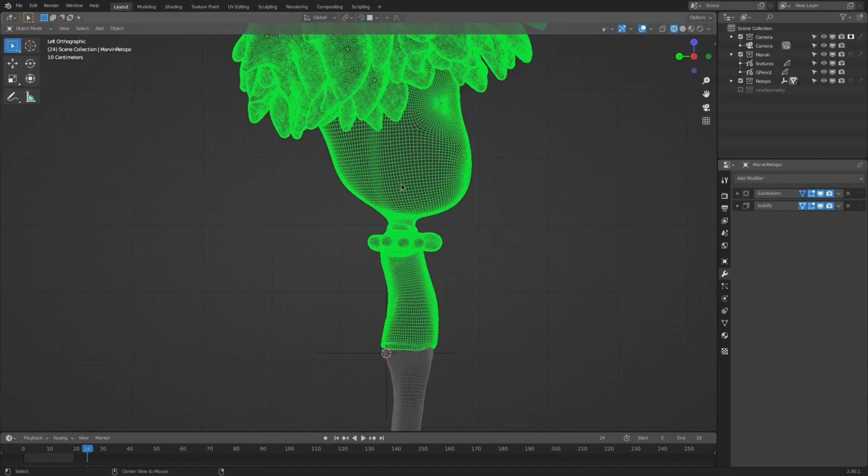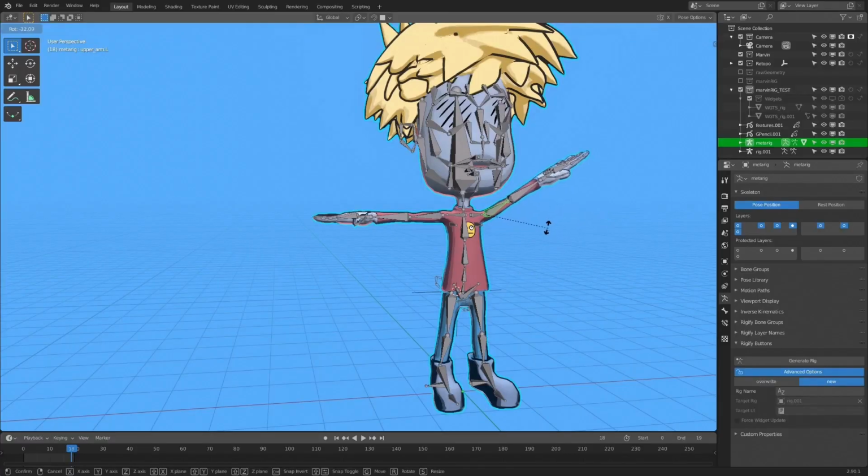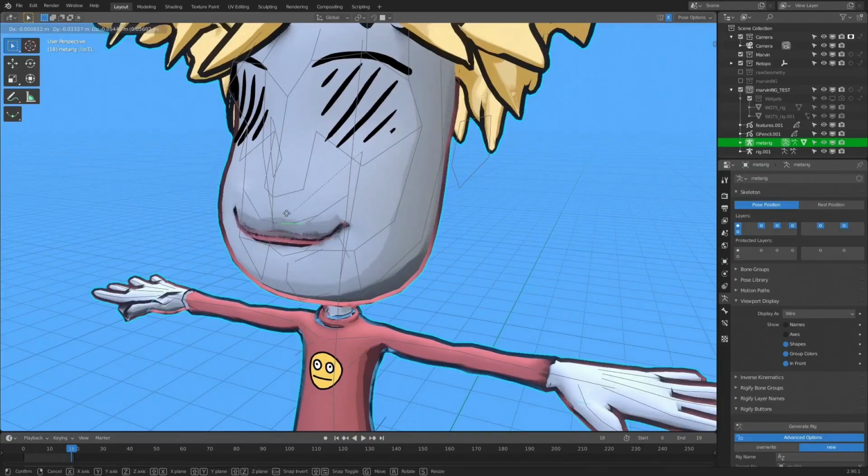After topology, it was time to rig my character. For this purpose, I used an add-on that extremely simplifies all the work. Rigging manually with the default tools would have taken way more time. With just one click, all the bones were ready to work. I just had to refine some minor glitches in some areas. And then it was basically done.